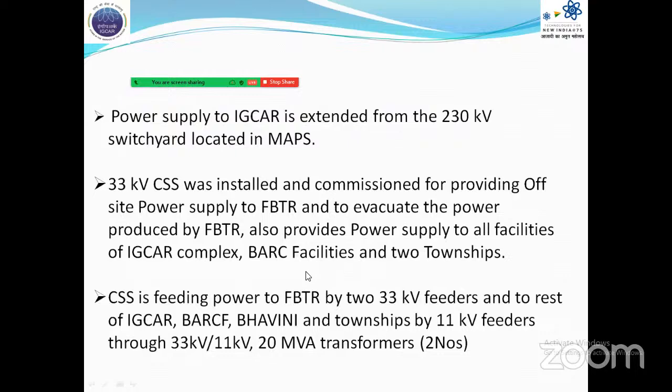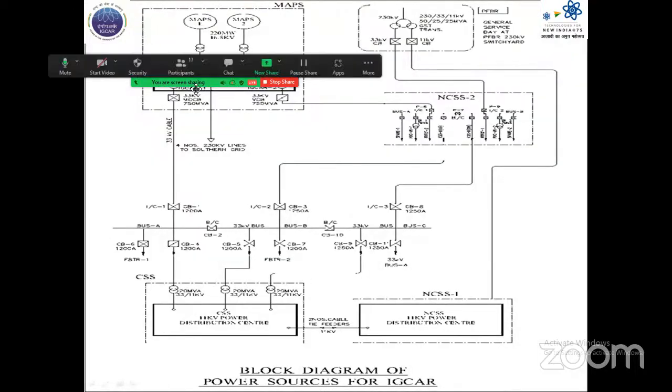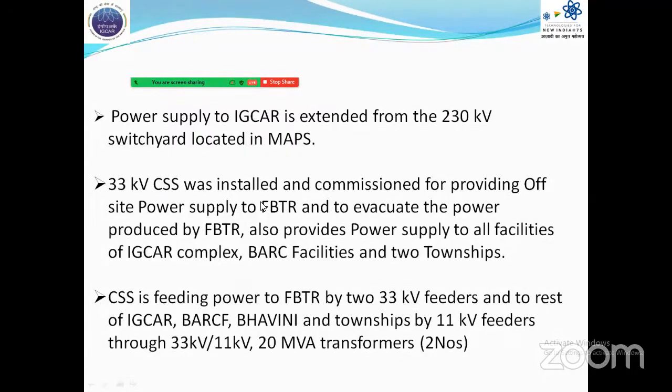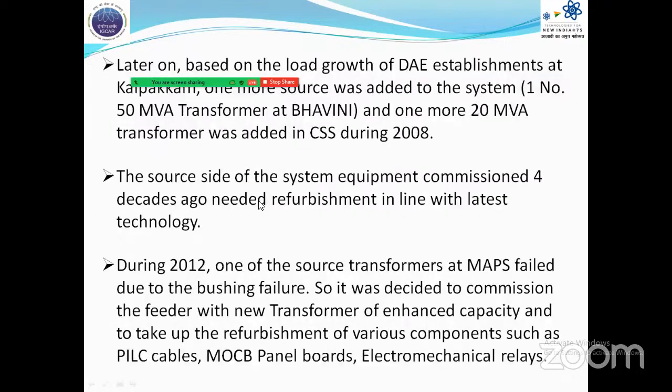The source side of this system, that is MAPS area components such as transformers, circuit breakers, and the cables from MAPS to IGCAR, were all four decades old and needed refurbishment in line with the latest technology. Electromechanical relays have to be replaced with numerical relays, MOCV panel boards with VCB, and PIL cables with XLP cables. Like that, many activities were planned for refurbishment.